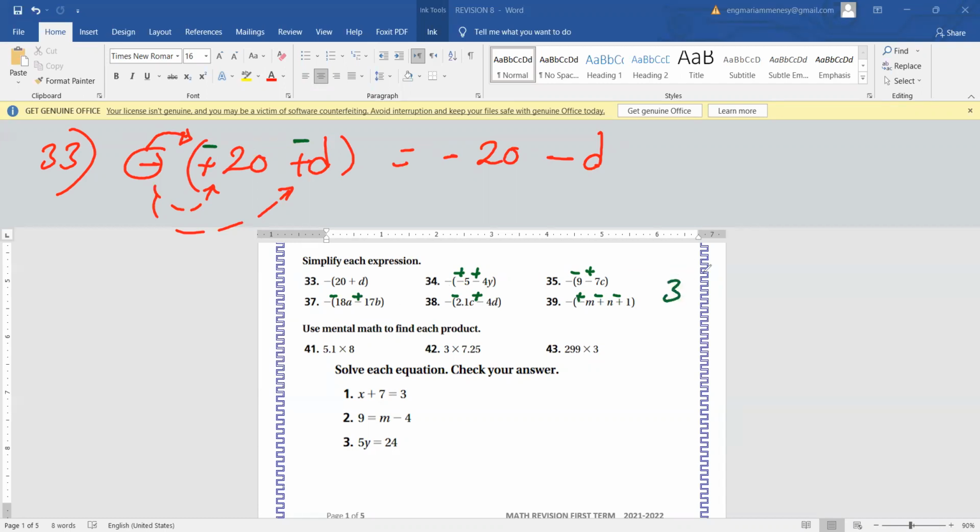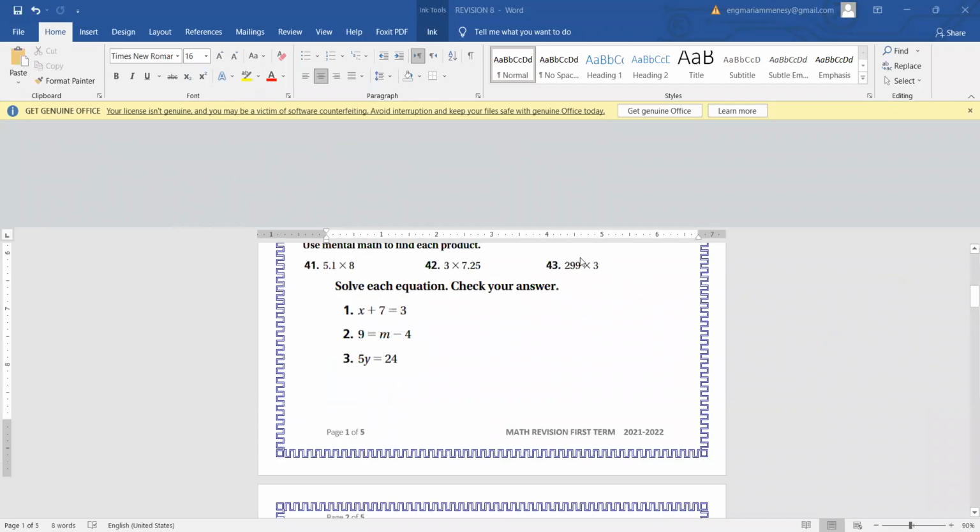Number 34, I write 5 plus 4y. Number 35, negative 9 plus 7c. I replace all signs inside the parentheses, because the negative sign multiplying into parentheses makes opposite all signs inside it. If positive, it will be converted to negative. If negative, it will be converted to positive. Easy? If you have any problem, I will re-explain again, okay?